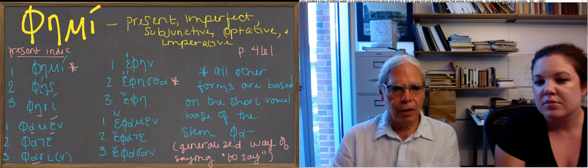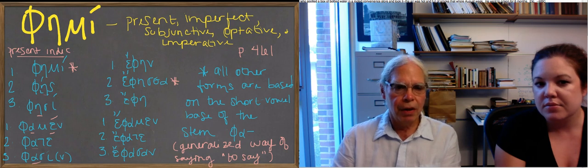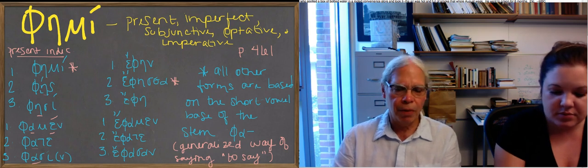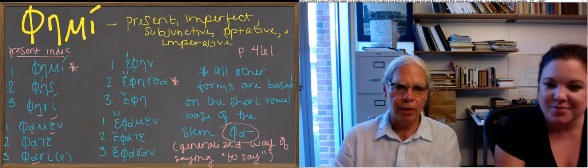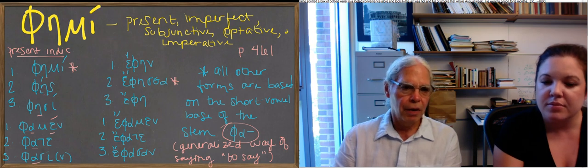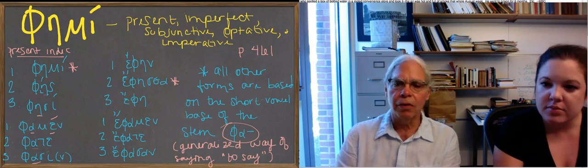And so there are the present and the imperfect of this verb in the active voice. All the other forms of it are based on the short vowel stem fa. The book says something about another stem with an epsilon, but I believe it's mistaken. Everything else, so the subjunctive is going to be fa, fe, fomen, fete, and so forth. The optative is going to be faiēn, faiēs, faiē. You can look at these forms in the book.